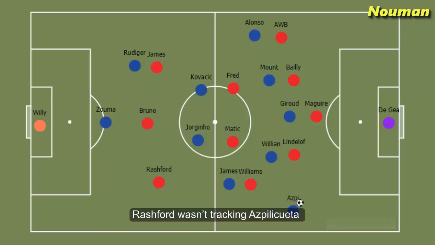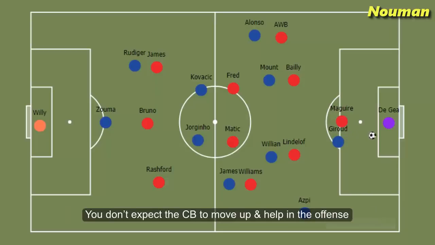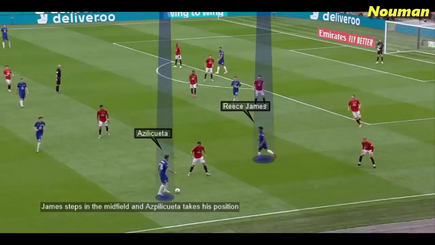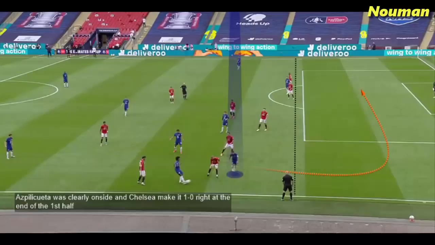Rashford wasn't tracking Azpilicueta because this is one of the major benefits of using an overlapping centre-back. You don't expect the centre-back to move up and help in the offense. James steps in the midfield and Azpilicueta takes his position. Azpilicueta passes the ball to Willian and he continues his run to the final third. And neither Fernandes nor Williams tracked the run of Azpilicueta. Azpilicueta was clearly onside and Chelsea made it 1-0 right at the end of the first half.